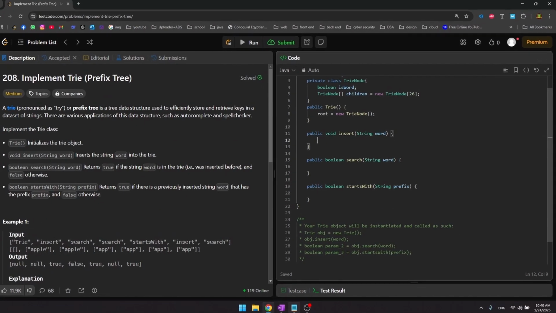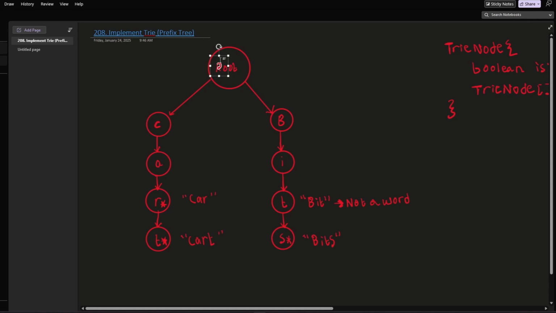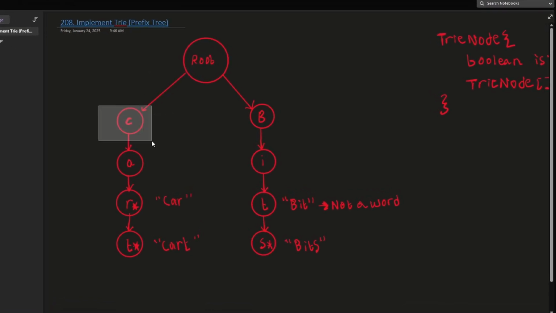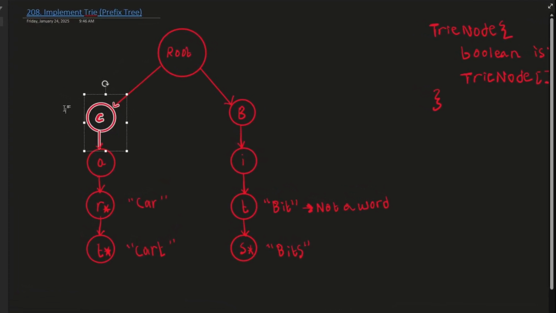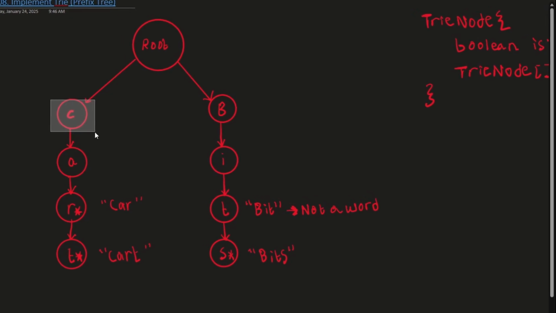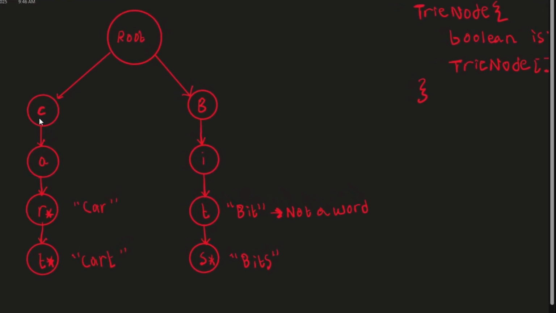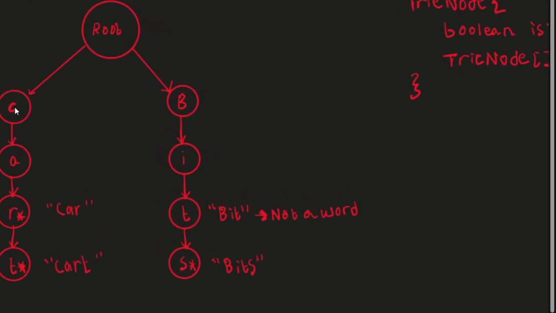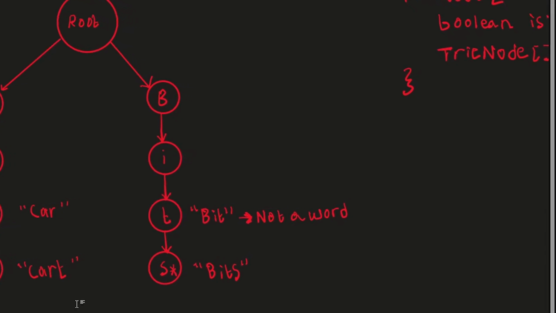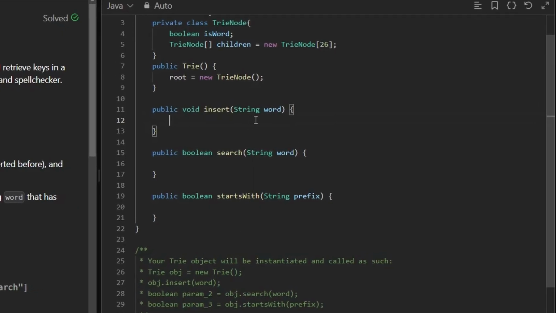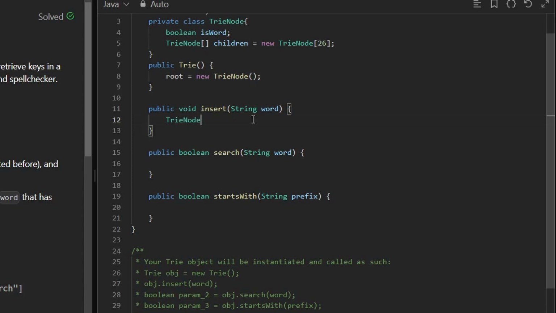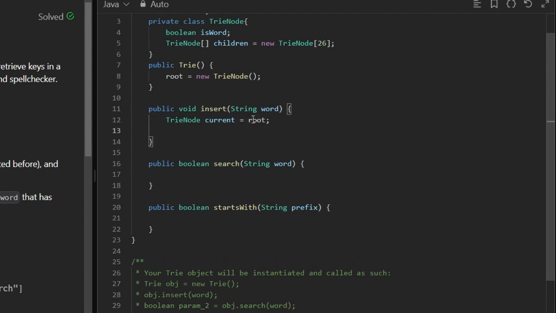So we would traverse the trie from the root. If the character we're trying to insert exists, we're going to go to the next character. If it doesn't, we would create it ourselves till we finish traversing the string, and then at the end we're gonna mark the last character as an end of a word. So yeah, trie node current is going to be equal root. That's where we start traversing from, and then we're going to traverse the string character by character.